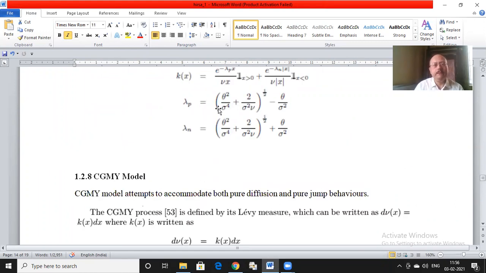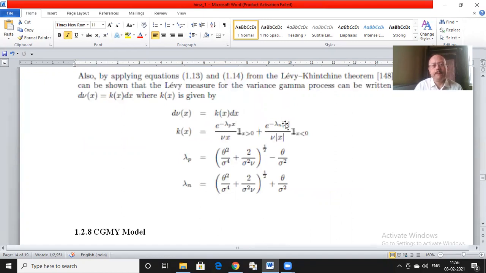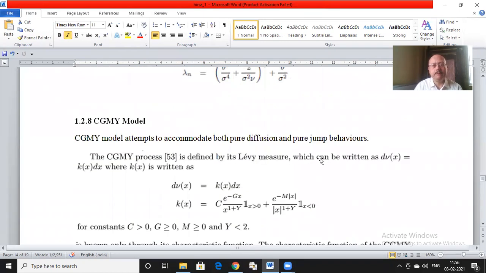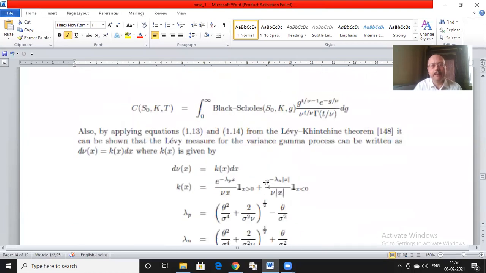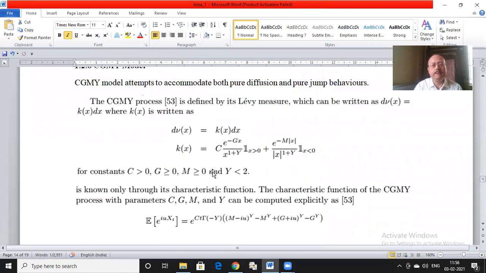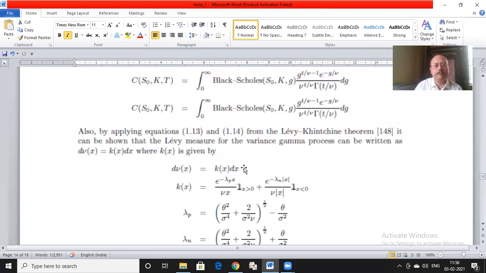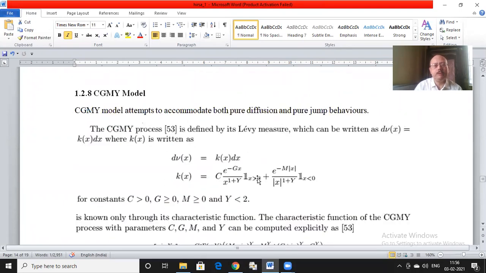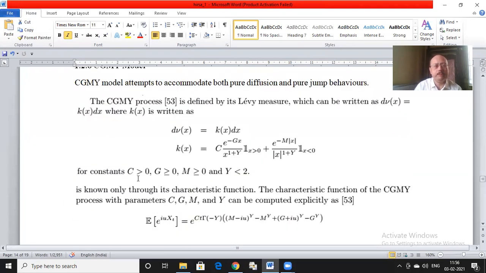And also the exponential part in the numerator, lambda p and lambda n, they are in this model now called G and M. So I have G and M in the exponential part, C as in the constant that puts a weightage on the positive news. So I can give more weight on the positive news or less depending on C. And the power law in the denominator is controlled by the parameter capital Y, which is less than 2. So that's the CGMY process.